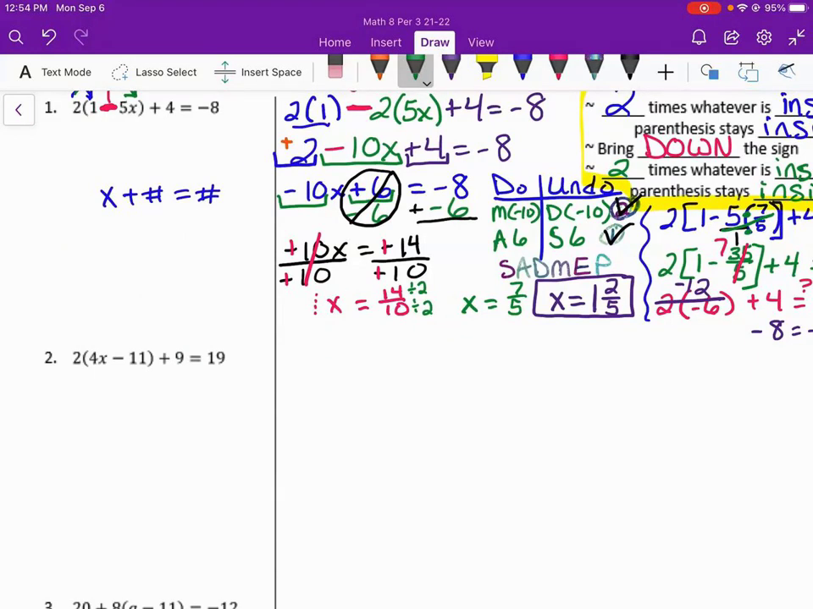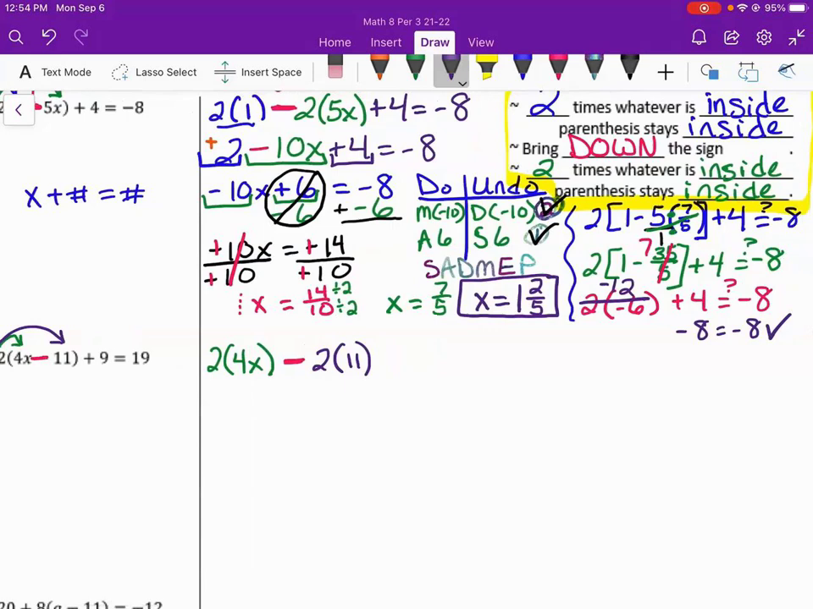Okay, number 2. I've got 2 times whatever's inside parentheses stays inside. Then it's bring down the sign. Then I've got 2 times whatever's inside parentheses stays inside. And then just write the rest of the equation. So plus 9 equals 19.